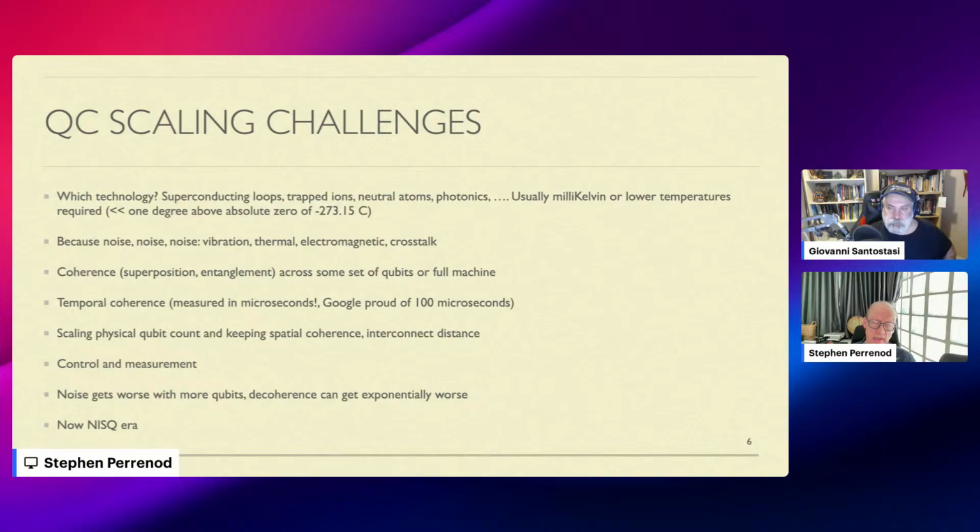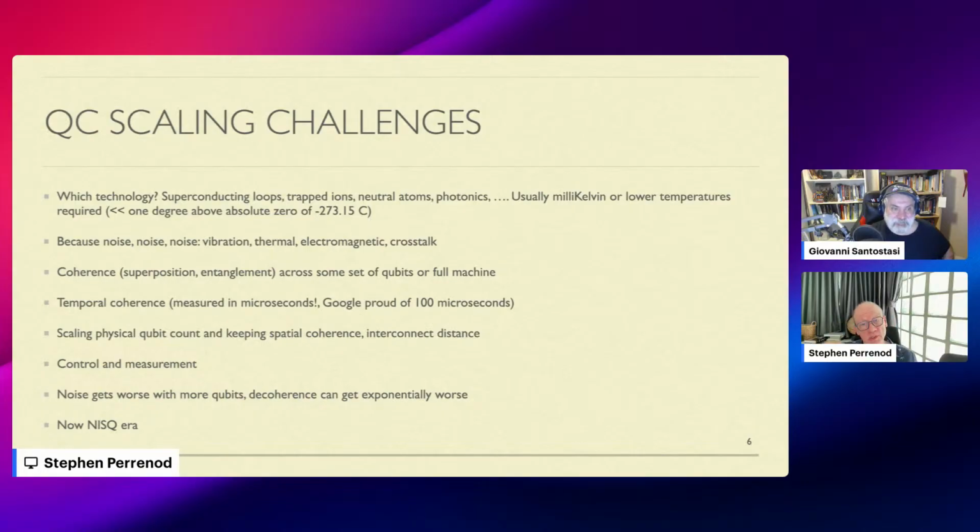The other important thing, besides fighting noise, is the temporal coherence. You want this superposition to last for a long, long time. Right now, the state of the art is microseconds. That's the best they can do. In fact, Google, with this announcement, is very proud that they were able to maintain coherence for 100 millionths of a second, 100 microseconds. So that's much, much less than a wink of an eye, but they had been at 20 microseconds in their prior generation.